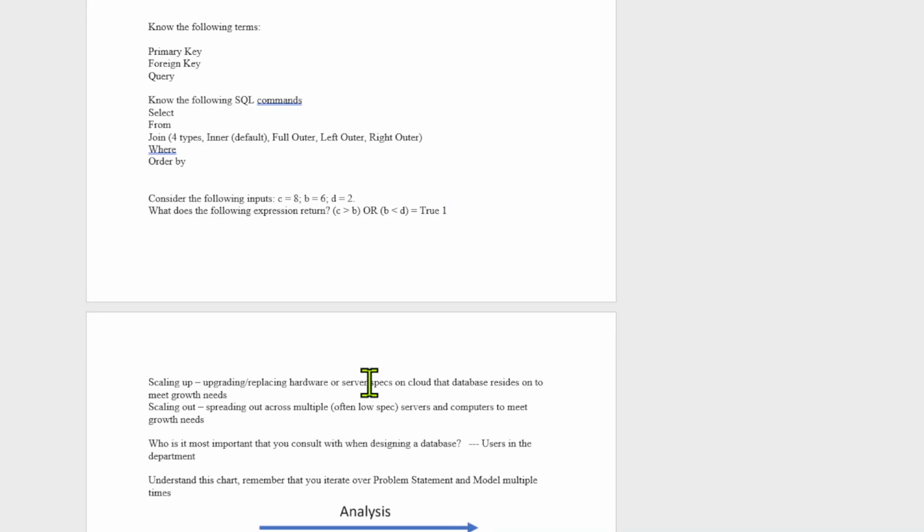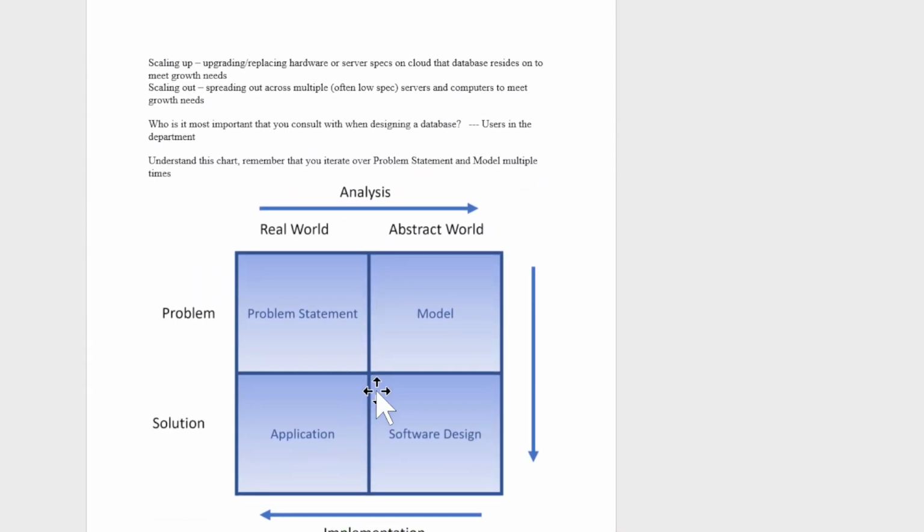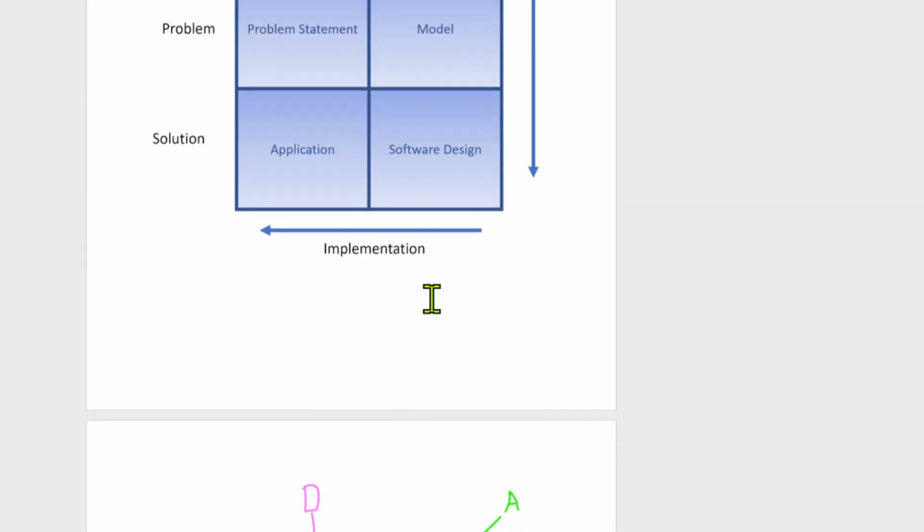Question: who's the most important person to consult with when designing a database? Users in the department. Don't talk to the other IT guys. Don't talk to the database. Talk to people who are actually going to be using the database so you can get the answer. Understand this chart, and remember that you iterate over these two the most. In the real world, they come with a problem, you build a model, you come back with the model, and they say, yeah, we just need to add this. It's a back and forth a bunch of times. By the time you get to the software design application, you've hammered that whole thing out. So if the question comes up, where do you spend most of your time? It's in these two boxes right there.